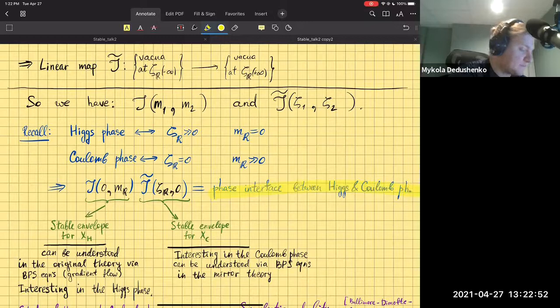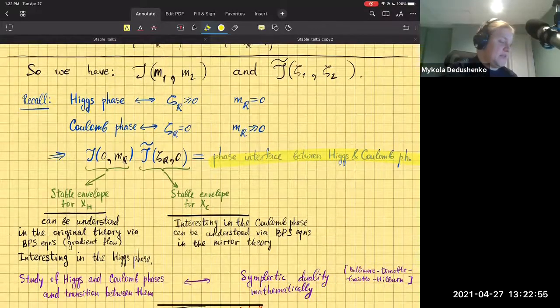But then the claim is that this part that interpolates between zero and non-zero mass is really going to be a stable envelope for the Higgs branch. And it can be understood in terms of the BPS equations in the original theory, because as I said, they are gradient flow equations, and that connects to the original definition of the stable envelope. And it's interesting in the Higgs phase. But this should be the same thing, but for the Coulomb branch. And it's going to be interesting in the Coulomb phase of the theory.